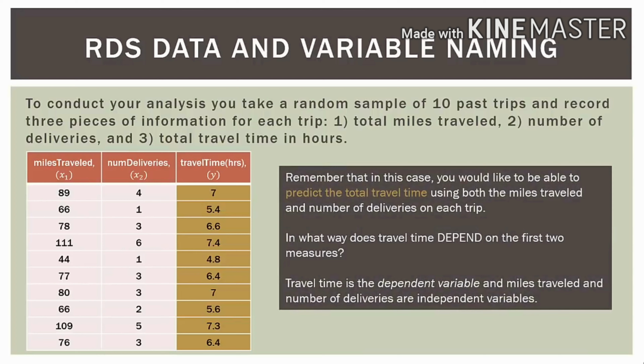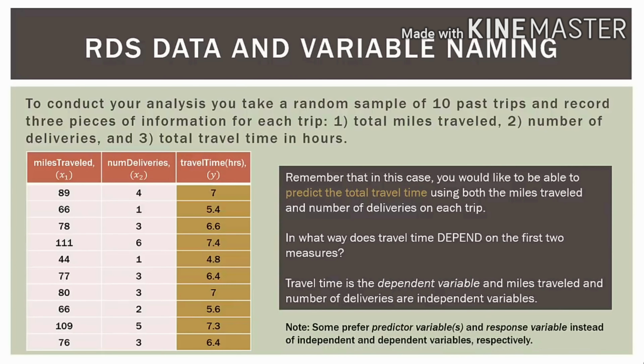Remember that in this case, you would like to be able to predict the total travel time. That's the right column, in the orange-brown color there, using both the miles traveled, which is x1, the first column, and the number of deliveries, which is x2, the second column, of each trip. So the question is, in what way does travel time depend on the first two measures, miles traveled and number of deliveries? Travel time is the dependent variable, and miles traveled and number of deliveries are independent variables.